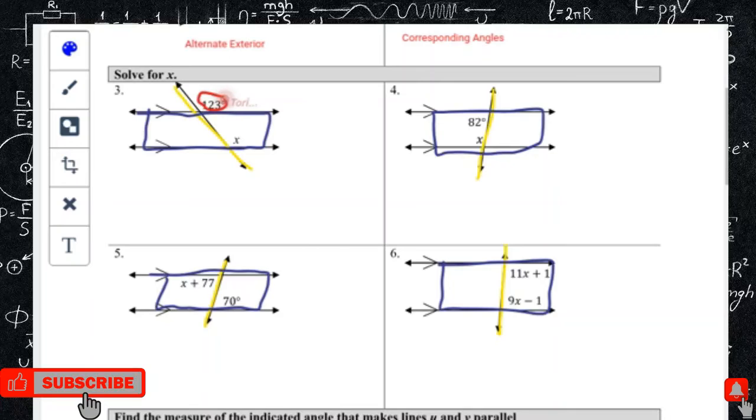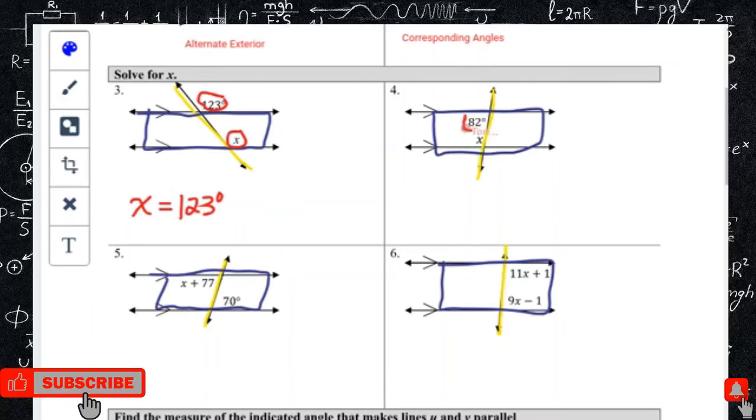So I have 123 and X, and I'm going to think about where these are located. And this is just like number 2. These are going to be corresponding angles, same position. We know that corresponding angles are congruent when the lines are parallel. So my equation is x equals 123. Now, I don't need to solve that equation. It's already solved. So that's great. The answer to number 3 is 123 degrees.